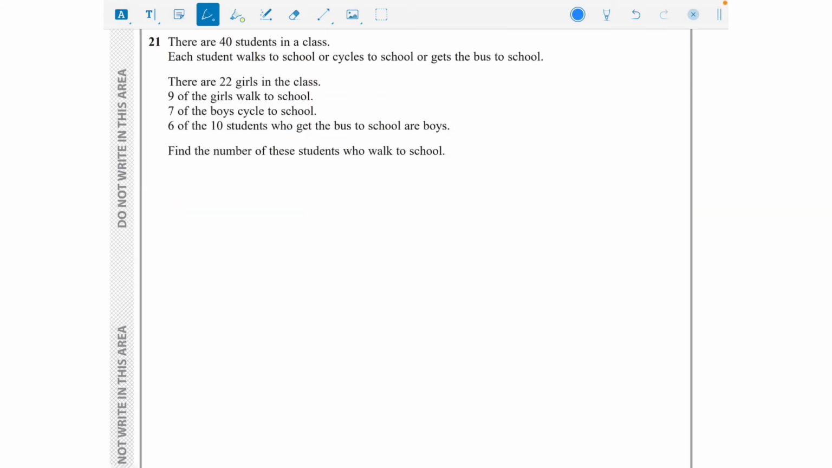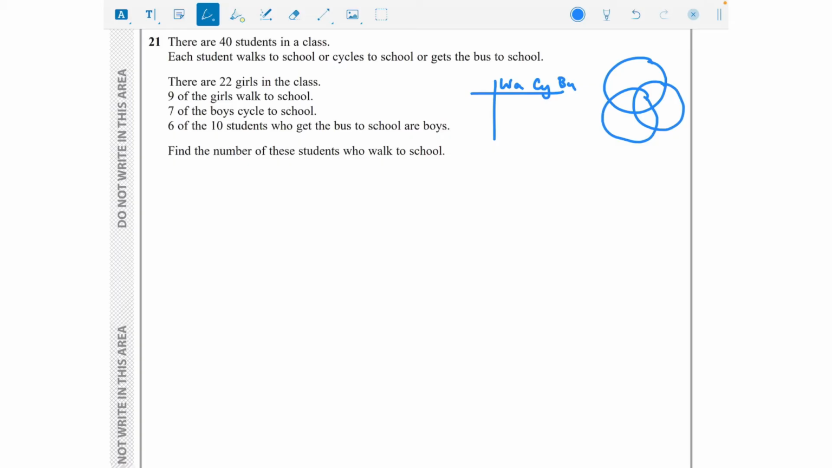There are 40 students in a class. Each student walks to school or cycles to school or gets the bus to school. There are 22 girls in the class, 9 of the girls walk to school, and so on, all the information. Right, this is either going to be a two-way table where you have students walking or cycling or getting the bus, or it's going to be a Venn diagram.